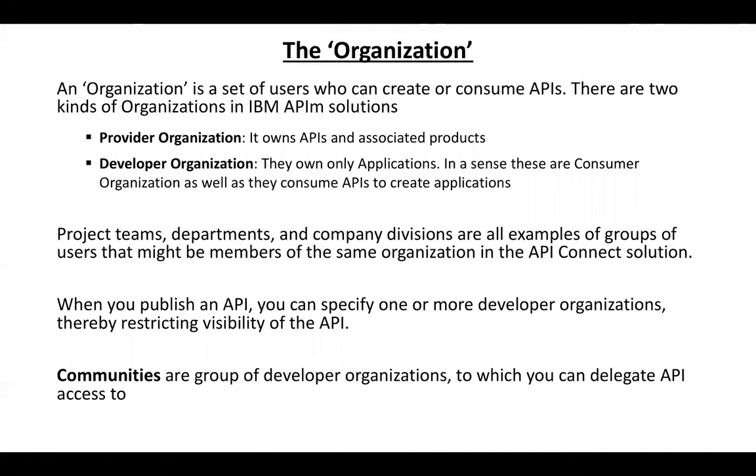We are trying to keep distinct two different kinds of users. One, who are creators of the API, who use the IBM API Connect toolsets in order to write these APIs. And another set of users who have no bearing on how the API has been developed. They only care that there is an API and they can consume it. These are called developer organizations.